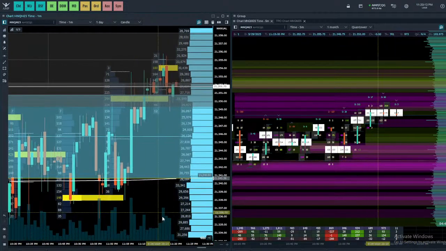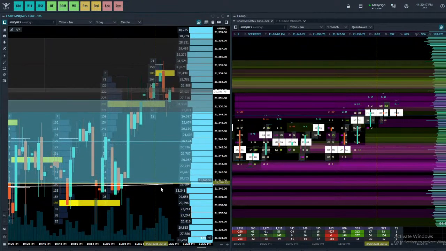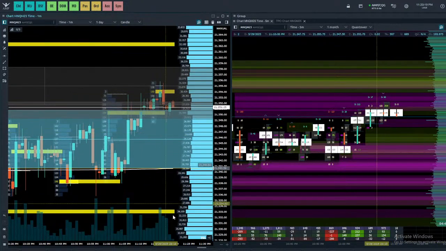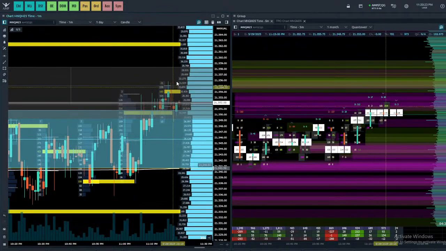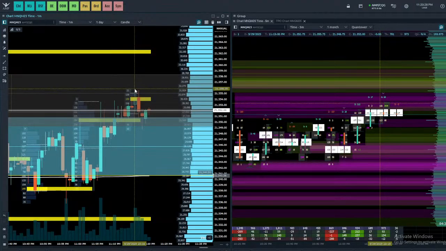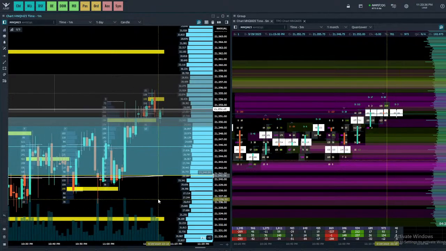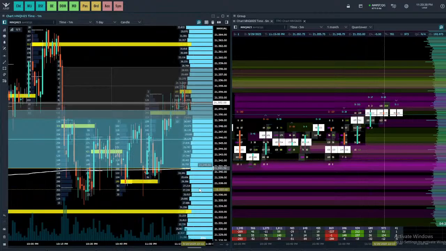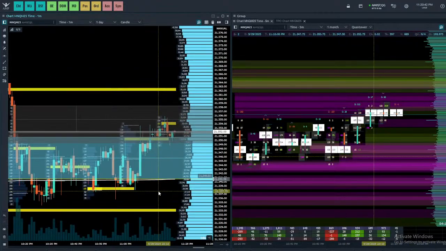I need to get my colors right too. I need to change my candlestick colors and stuff. Oh, so this was the 50% retracement into my fair value gap right here. Boom. Candle broke down. 50% retracement for the whole move, not just the fair value gap. Interesting.